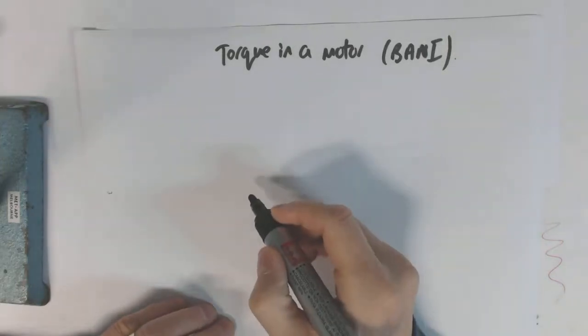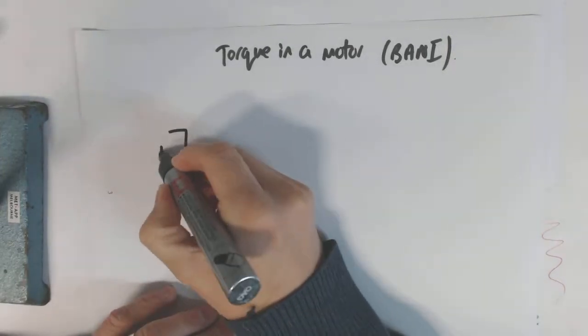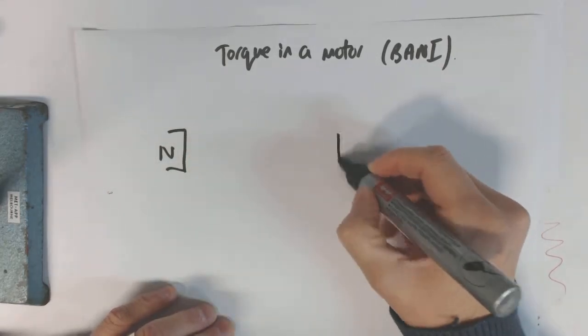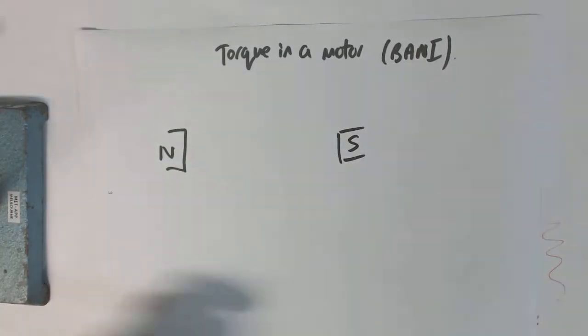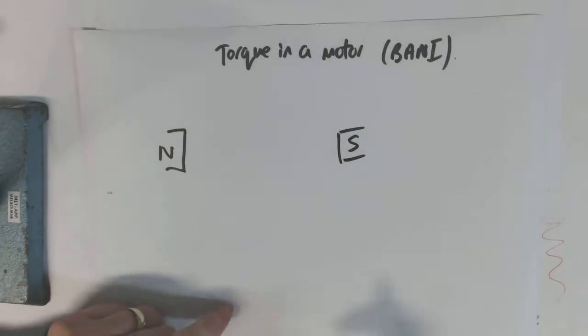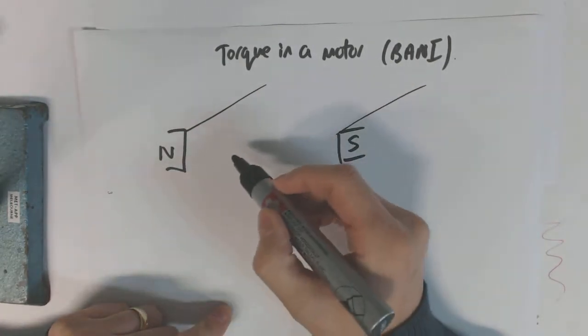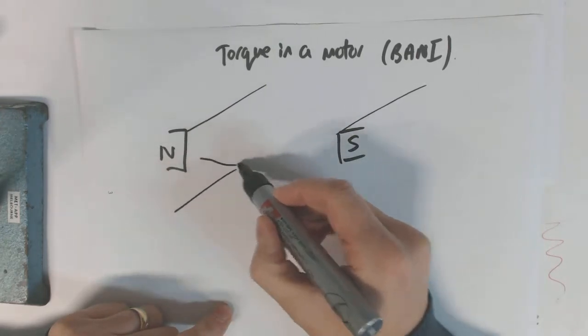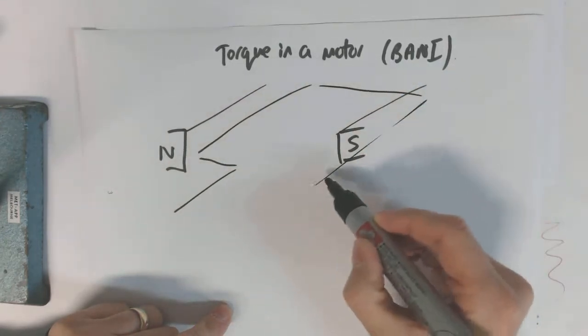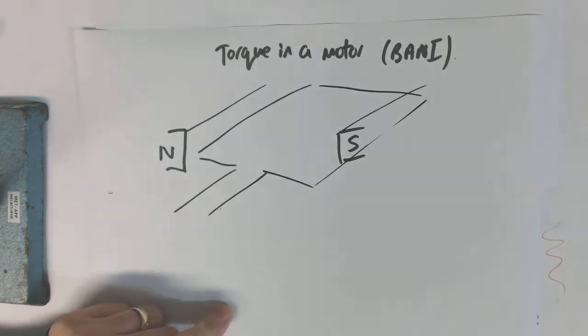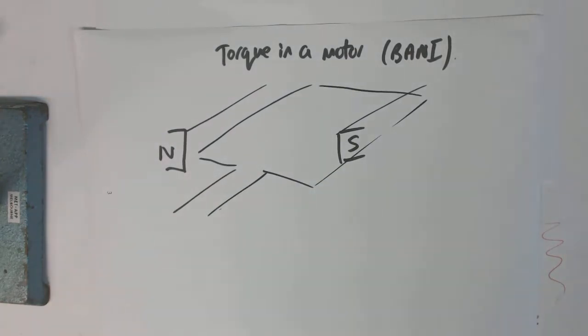What we're looking at here is torque in a motor. Again, this is really review of year 12 stuff, but I think it's worth doing. I found with electricity you've got to go through it a lot of times before it becomes sort of natural. So this is my version of a coil in a magnetic field.